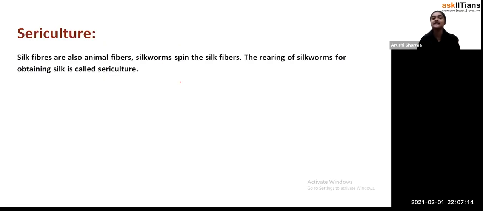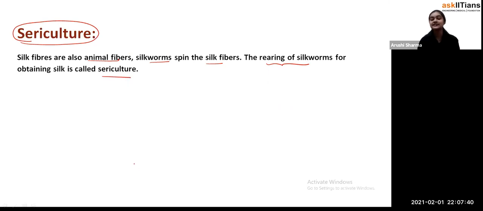Now students, it's the sericulture thing: what is sericulture? Silk fibers are also animal fibers. Silkworms spin the silk fibers. Like for wool, if you remember, we rear the sheep, so similarly the rearing of the silkworm so that we can obtain silk, that process is called sericulture.